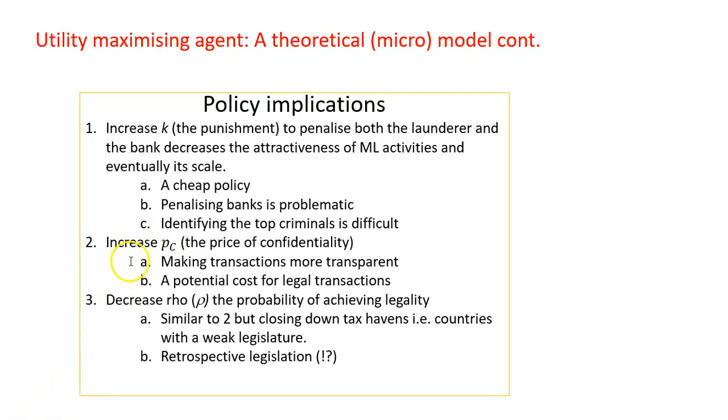So how can we increase the price of confidentiality there? And we can see its role in the model as a whole. It makes confidentiality more expensive, and that reduces the returns to the criminal. How we do this is difficult. The suggestion here that I make is simply making transactions more transparent. Having a more computerized system, that sort of thing, isn't going to present problems for the criminal.